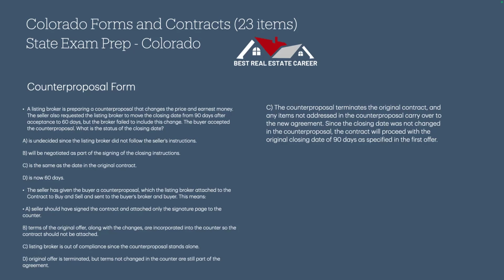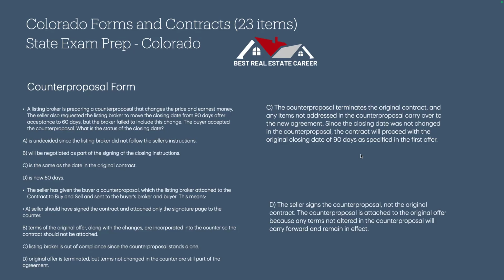Your second question, the seller has given the buyer a counter proposal, which the listing broker attached to the contract to buy and sell and sent to the buyer's broker and buyer, right? So they sent it over. What does this mean? And as we're looking at this, it says the original offer, it's D, is terminated, right? We know that as soon as we write a counter, the original offer is now off the table. It is gone. The seller signs the counter proposal. The original contract does not get signed. You do not sign the offer that you are countering.